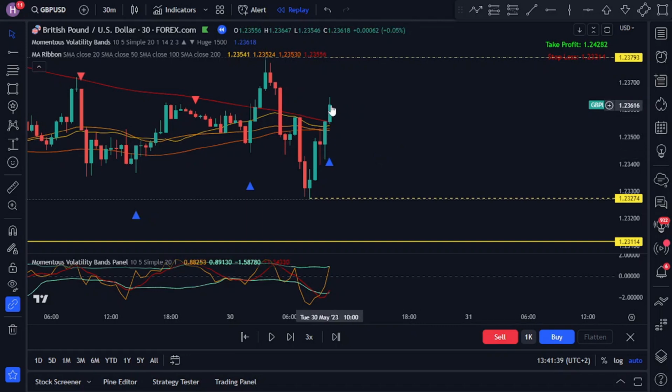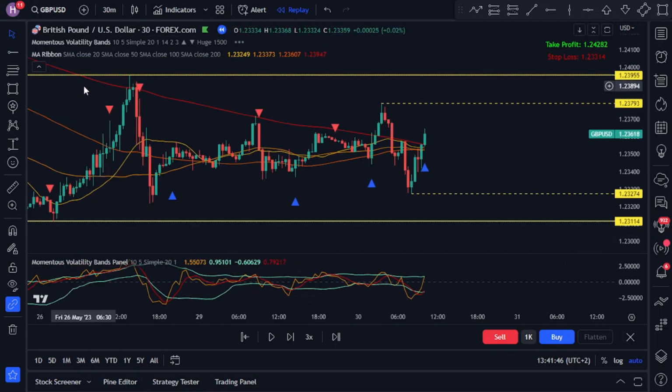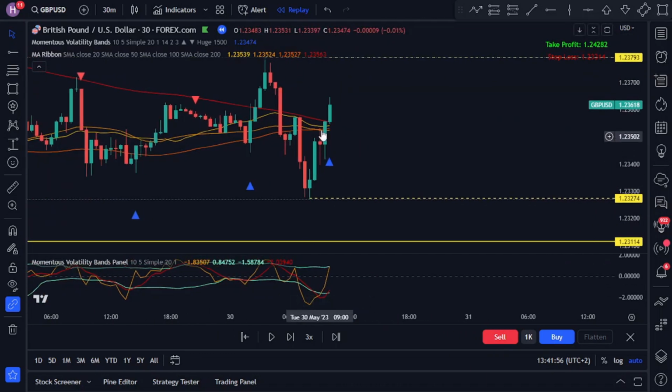Lastly, we need to take a closer look at the location of the signal in relation to the moving average ribbon. What we can observe is that the signal candle broke through the 200 moving average, which signifies a change in direction. Now we can enter our buy trade at the close of the candle, and it is important to wait for the candle to close to confirm our signal.